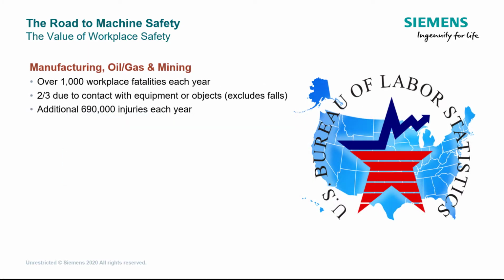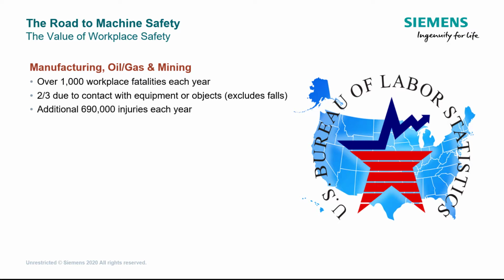In order to show how important it is to protect people around machinery, we went to the U.S. Bureau of Labor Statistics to gather some data. What we found was that over 1,000 workplace fatalities happen each year, and that 2/3 of those fatalities are due to contact with equipment or other objects. That means something that runs into them or they run into something. Additionally to these fatalities, there's also over 690,000 injuries that also happen each year.